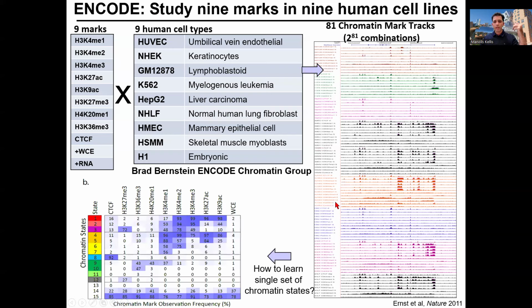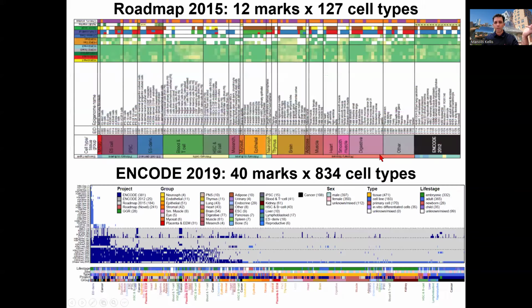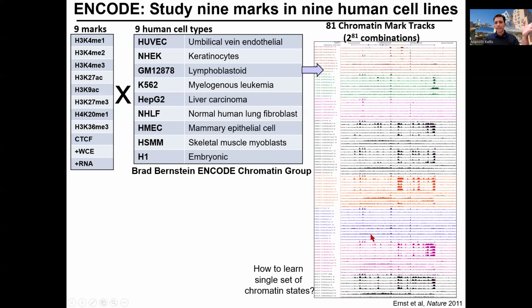The question is, how do you learn a single set of chromatin states? There's many strategies that you could take. You could basically say, well, I'll ignore the fact that this mark is profiled in each of those, and that each of those is profiled for all 9 marks. And I'm just going to say, no problem, I have 81 tracks, so I'm just going to learn a single giant model by stacking together all of the tracks from all of the cell types. Everybody with me here? So you could do that, and this is actually very helpful.